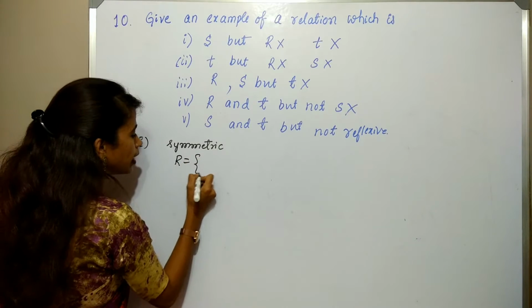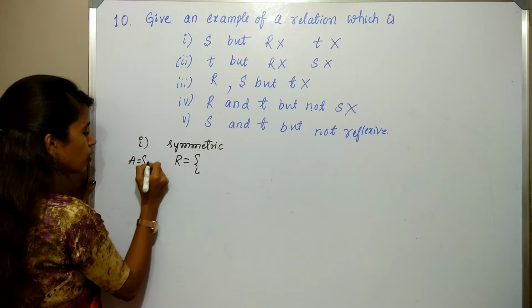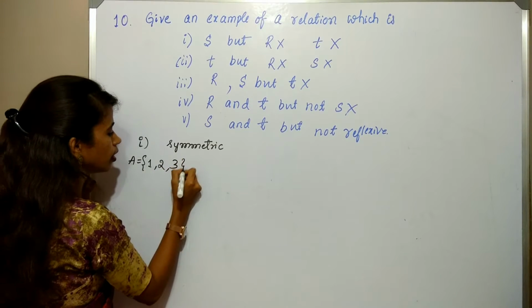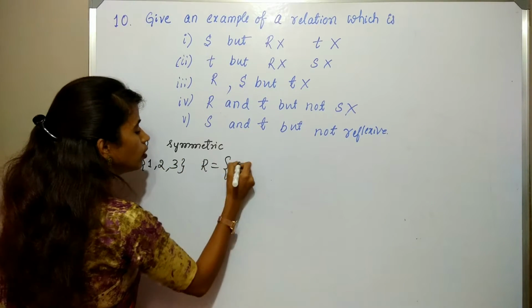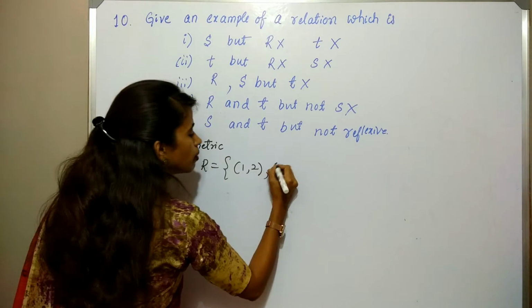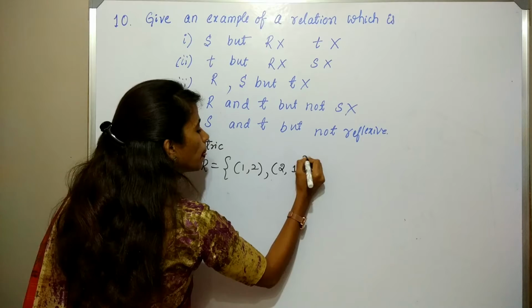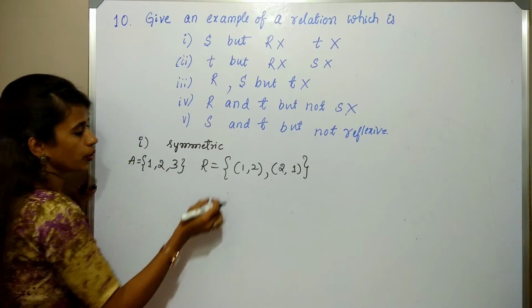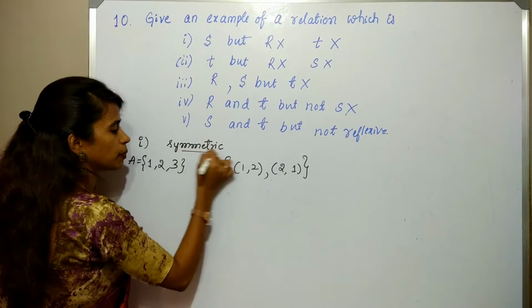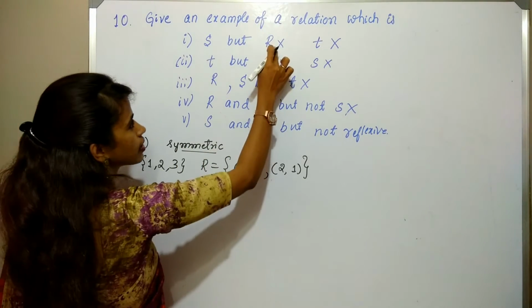So for that I am taking, say, A is equal to {1, 2, 3}, and the relation R is equal to {(1, 2)}. For symmetric, we must have (2, 1). Is it okay? So if I take (1, 2), the reverse belongs to that same relation, therefore it becomes symmetric.